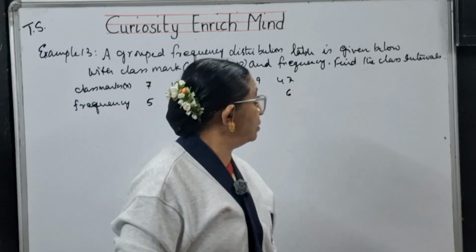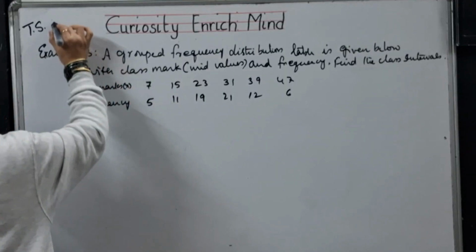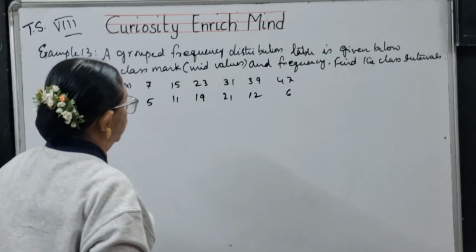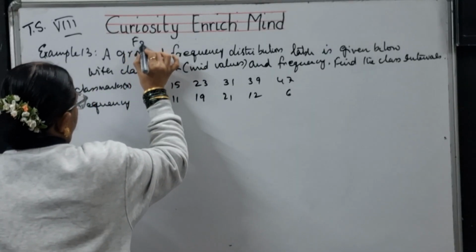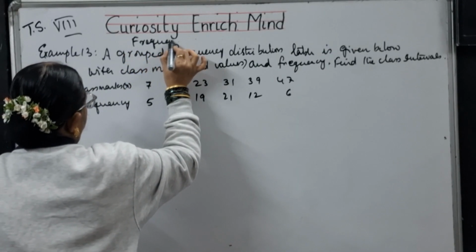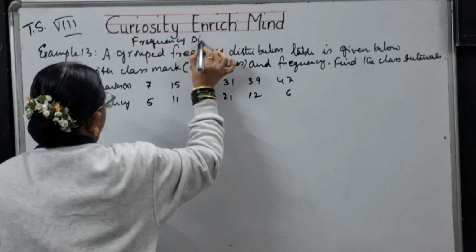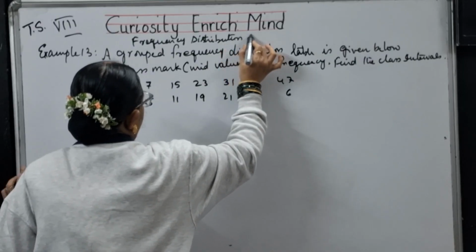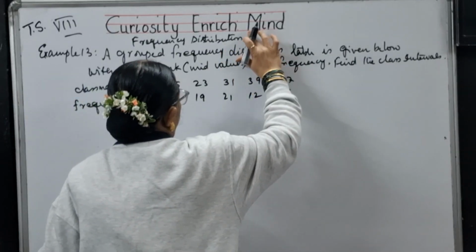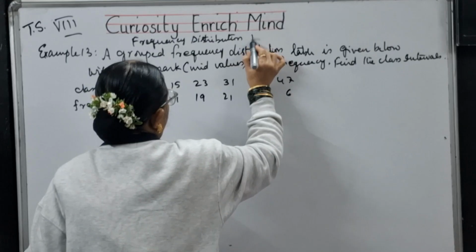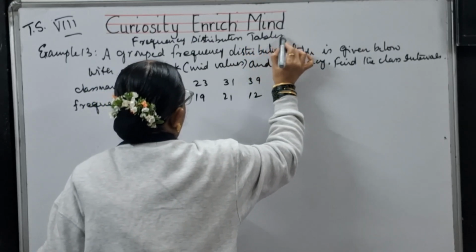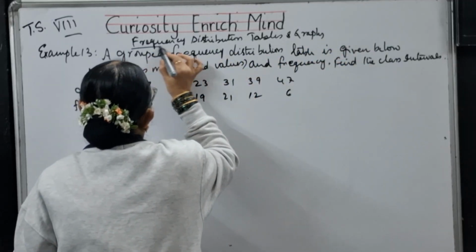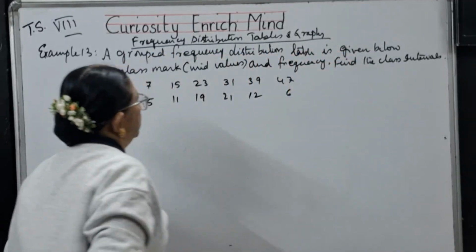I'm now dealing with 7th class. I have not written, children, 8th class. 8th class, frequency distribution tables and graphs. This topic I forgot to write, children. This is the topic that I am dealing with.